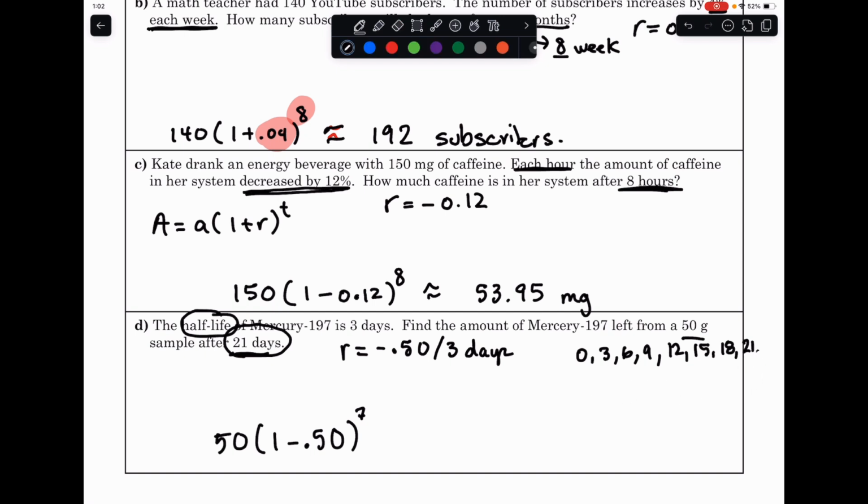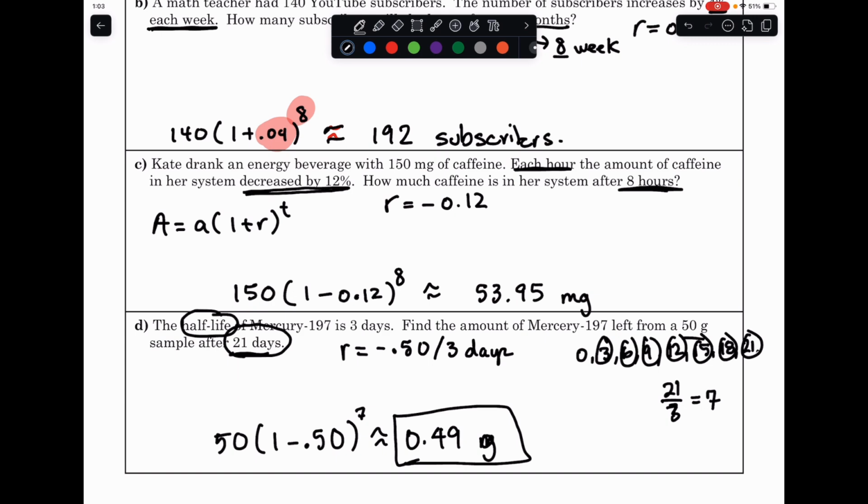That's a total of 7 decreases: 1, 2, 3, 4, 5, 6, and 7. Which is basically 21 divided by 3, 7. So we're only going to have to decrease the 50 grams by 50% a total of 7 times. And then just plug it into the calculator. This isotope is going to decrease from 50 grams to 0.49 grams.